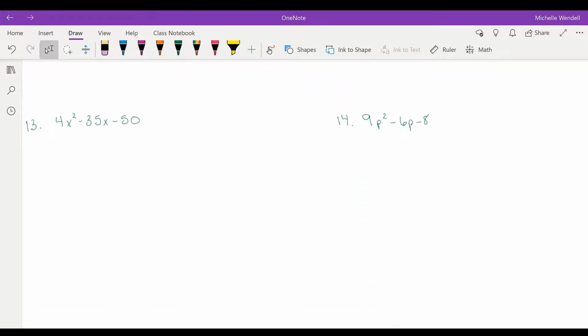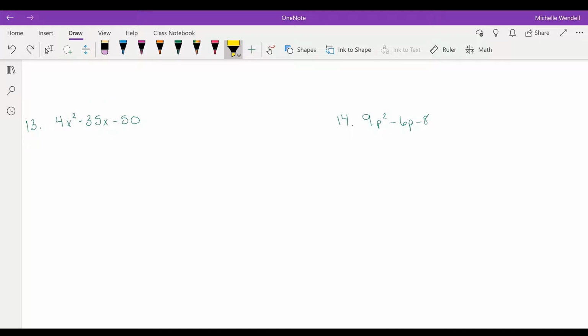Alright, last two problems. I have 4x squared minus 35x minus 50. This is not a factor by grouping problem because I don't have 4 terms. There are no common factors that I could take out. This 4 and this 50 I could take a 2 out of, but you can't take a 2 out of this 35 here. So nothing in common to take out there.